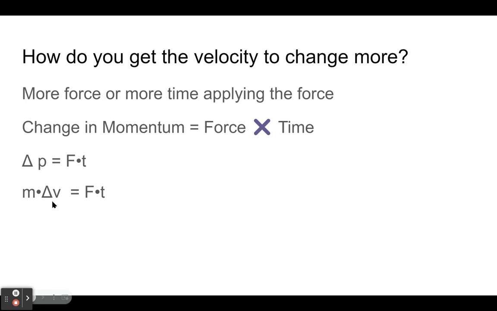Versus, if you were going to launch a rocket like SpaceX, for example, there's a significant amount of fuel that is used up during the flight, and so then your mass would be changing. But we're not going to worry about that. Not in this class.